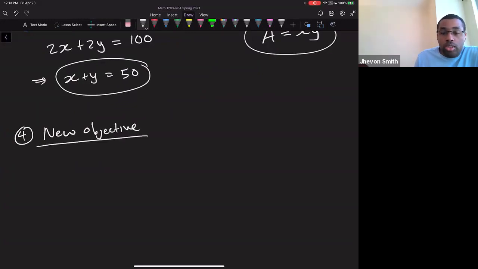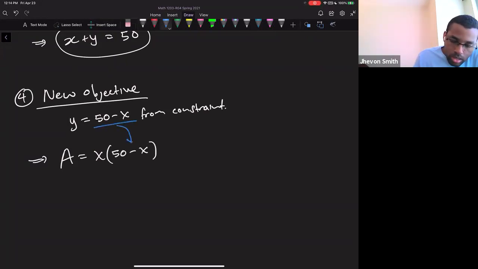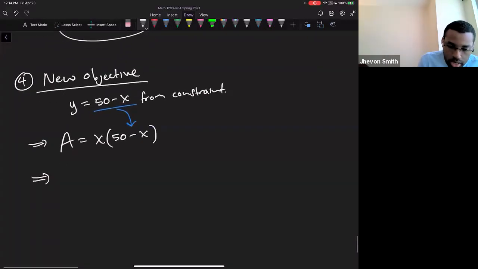How you do that is you solve for one variable in the constraint and you plug it into the objective. So we know that y is equal to 50 minus x from the constraint equation. So this means your area equation is going to be x times y, right? Which is x times 50 minus x. So you solve for one variable in your constraint, you plug it into the objective, and that now is your area equation. Now you have the area equation and it's only a function of x.